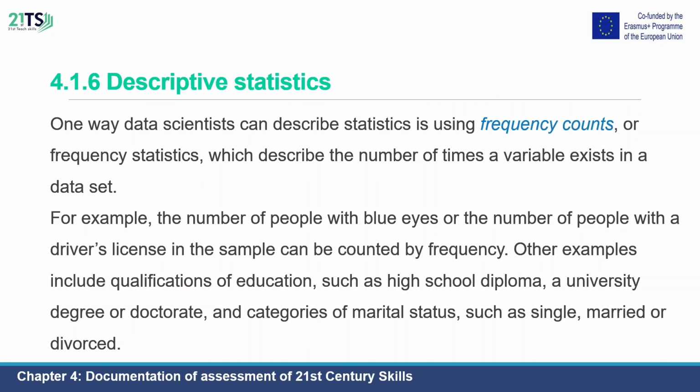In descriptive statistics, one way data scientists can describe statistics is using frequency counts or frequency statistics, which describe the number of times a variable exists in a data set. For example, the number of people with blue eyes or the number of people with a driver license in the sample.